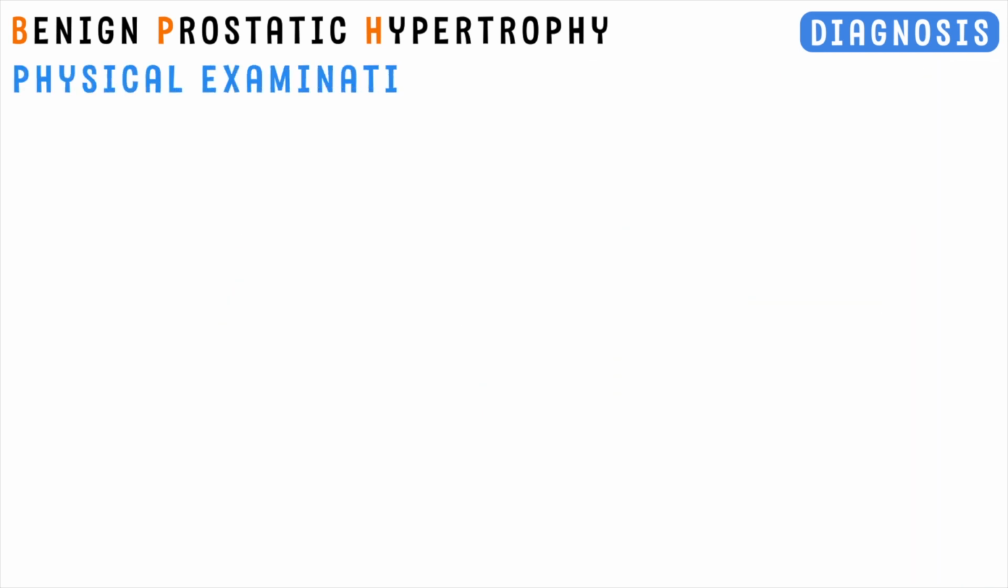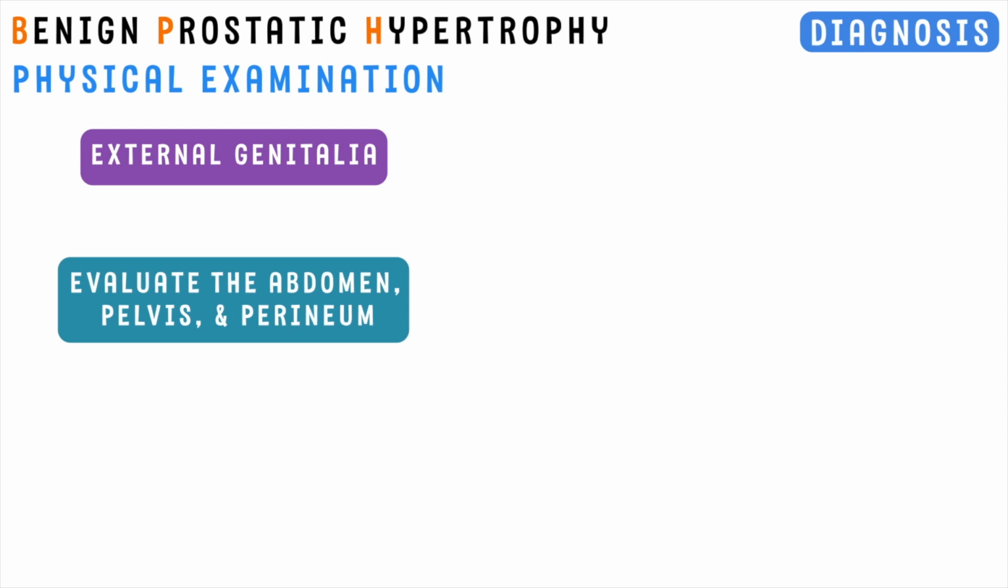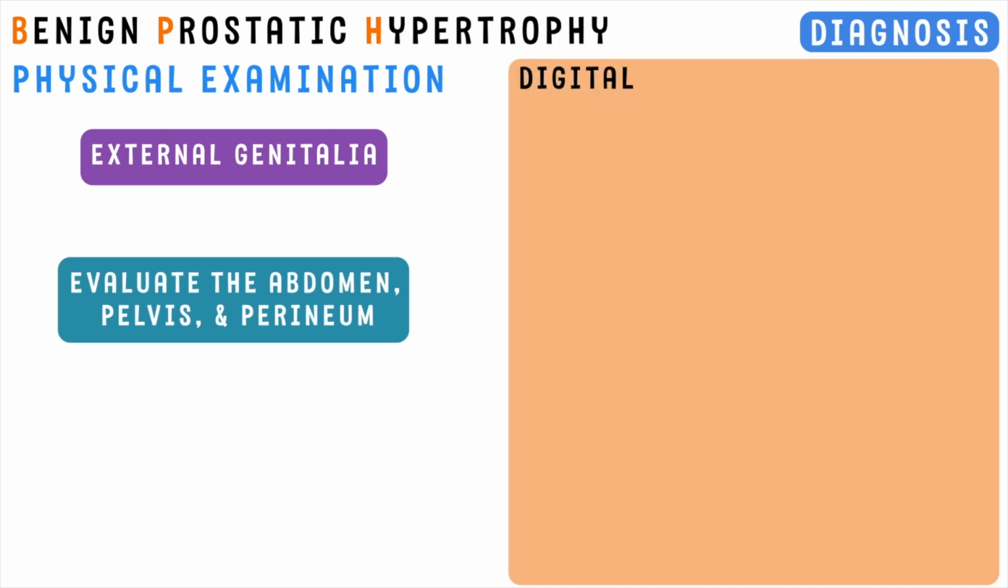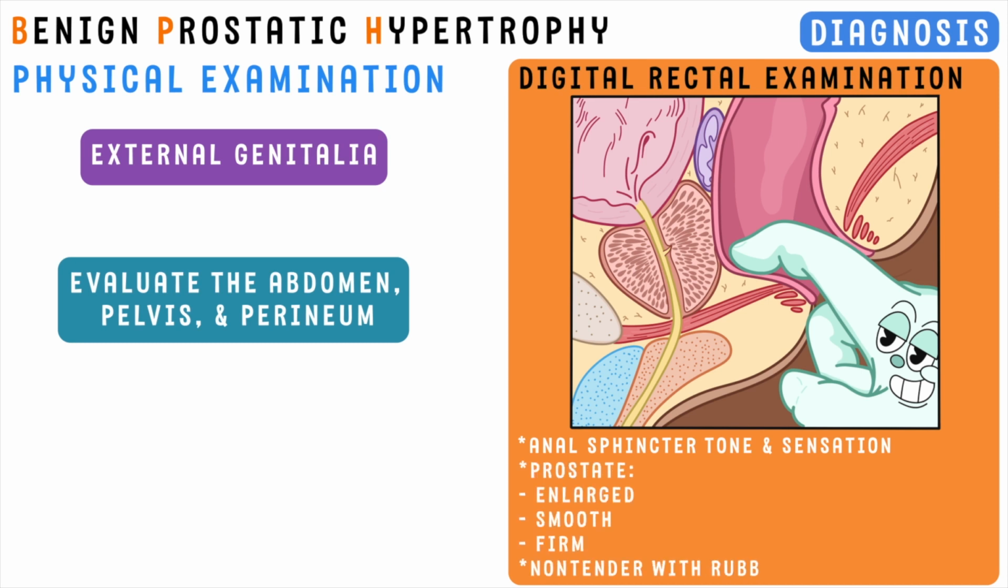In a physical examination, you need to examine the external genitalia, evaluate the abdomen, pelvis, and perineum, perform a digital rectal examination to estimate prostate size and detect any nodularity suggestive of prostate cancer, and make sure to note anal sphincter tone and sensation. In digital rectal examination, the prostate will be symmetrical and large, smooth, firm, non-tender with a rubbery or elastic texture.